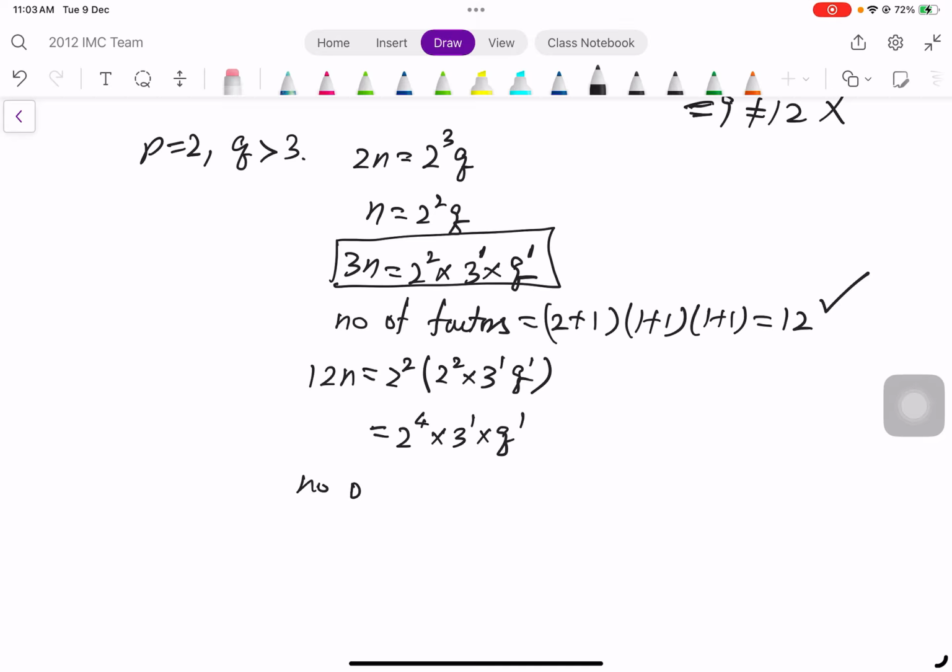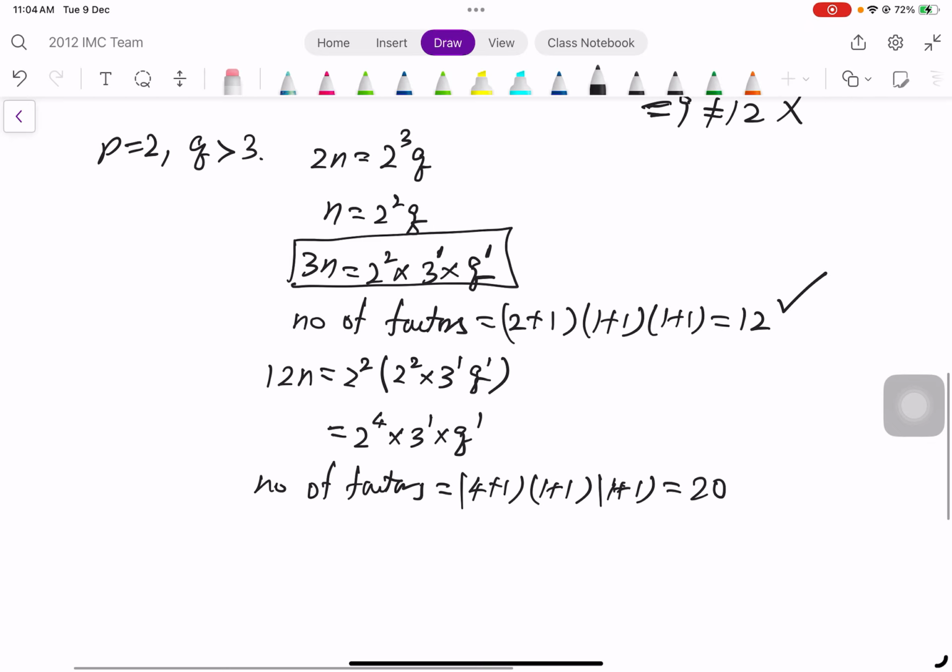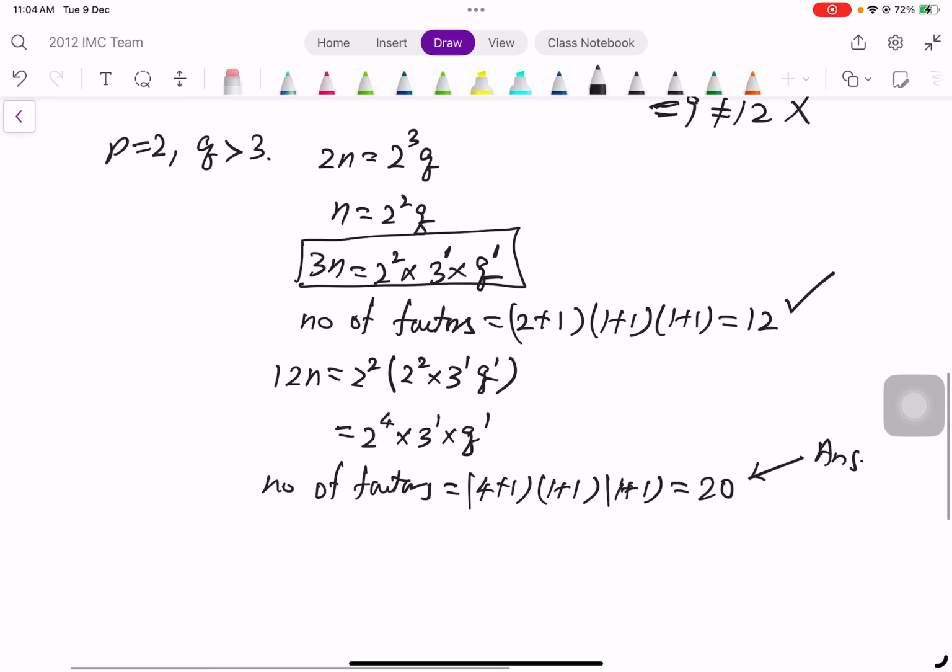Therefore, number of factors is actually 4 plus 1 multiplied by 1 plus 1 multiplied by 1 plus 1, and the answer is actually 20. And this is the answer. This is a possible answer. Therefore, we have to look at other cases.